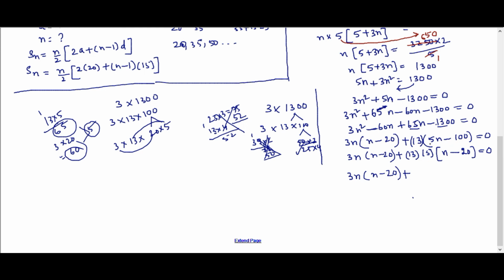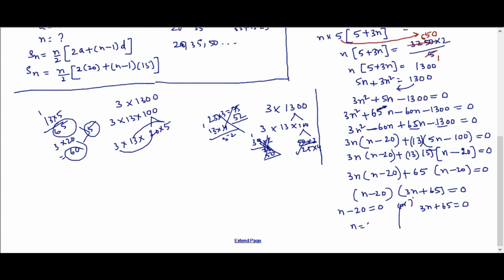Then again I see 5 is common. So I can take one more step happily and write down. Nothing wrong in that. 13 5s are anyway 65. So n minus 20 is equals to 0. So n minus 20 into 3n plus 65 is equals to 0. Obviously, n should be, okay, I'll take one more step. N minus 20 should be 0, or 3n plus 65 should be 0.